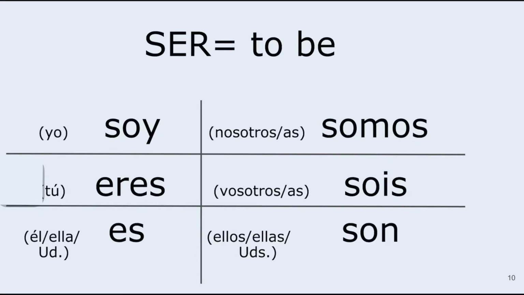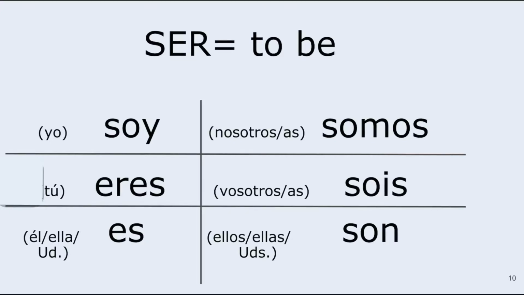Yo soy. Anytime I, yo, is the subject of a sentence, the conjugation will be soy. Tú, you, tú eres, you are. Él, ella, usted, es, he, she, you formal. I want you to also notice that this left side of the chart are all singular subjects.